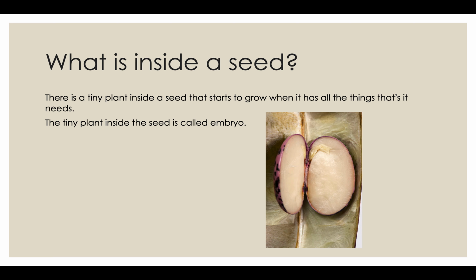So just remember that we have four parts of a seed. We have a food store, we have a seed coat, we have a scar, and we have an embryo, okay? And they all have their own purposes. And remember that the tiny plant that is found inside of the seed is called an embryo.